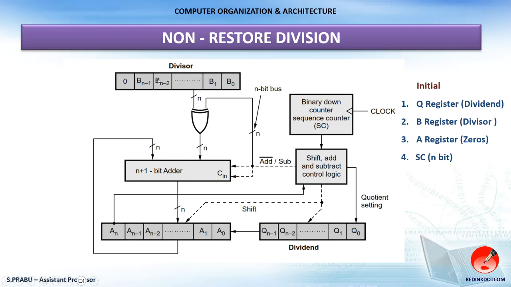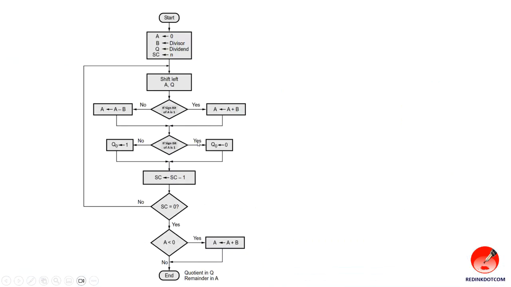Keep it in mind, the divisor as well as the A register contains the sign bit in the MSB position. We are doing the subtraction as well as addition operation for both these two registers, B and A register. So your adder circuit contains an n plus 1 bit adder, because including the sign bit, it is an n plus 1 bit adder. At the end of the division operation, your Q register contains the quotient value and A register contains the remainder value, same as in the restore division circuit. And this is the flowchart used in the non-restore division algorithm.